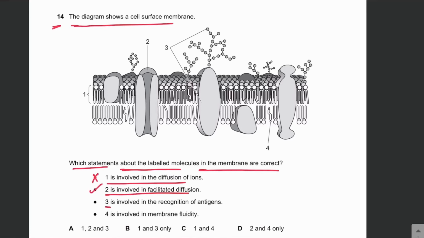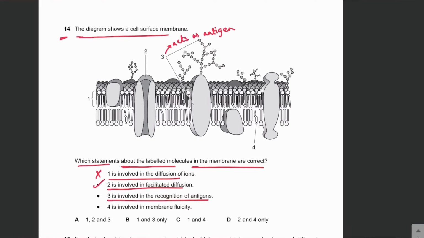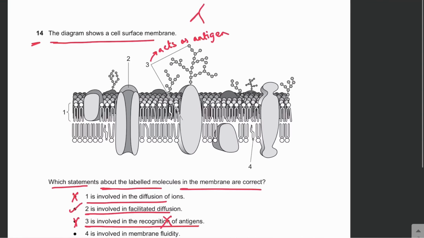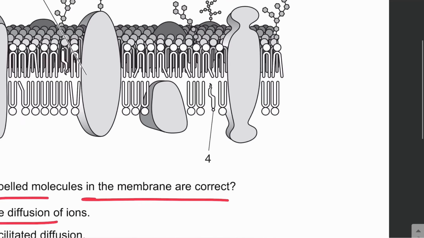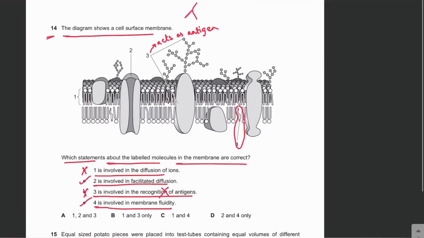If we talk about 3, is involved in the recognition of antigens. Guys, 3 is antigen, and it's not involved in the recognition of antigen, right? This is wrong. 3 is antigen, not involved in the recognition of antigen. For recognizing antigens, there are antibodies or there are receptors, right, which recognize the antigens. So this is wrong. 4 is involved in membrane fluidity. Yes guys, 4 is cholesterol, and definitely 4 is involved in membrane fluidity. So the answer is 2 and 4.